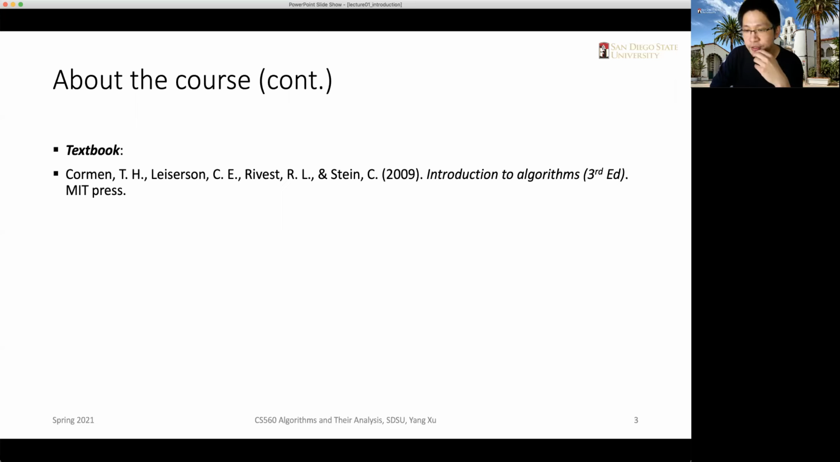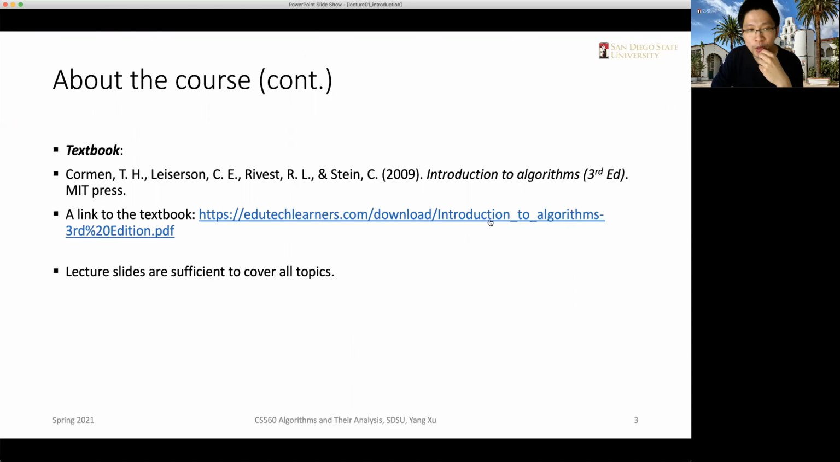Will the second edition work? I don't know. There are some chapters missing and modified since the second edition. So ideally, you need to use the third edition. But if you have the paper-based book for the second edition, that's okay, because we have a download link anyway for the third edition. You can use this link to download the textbook.